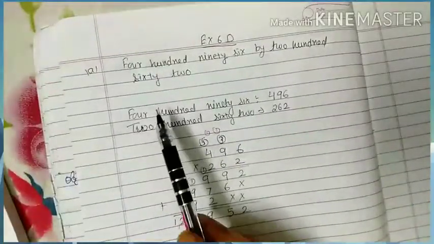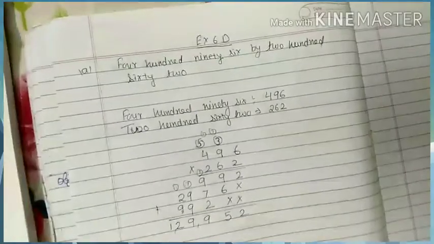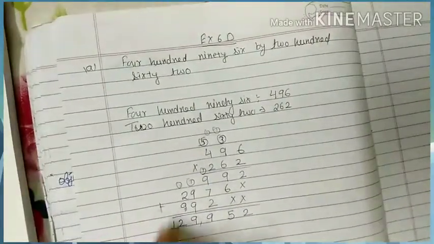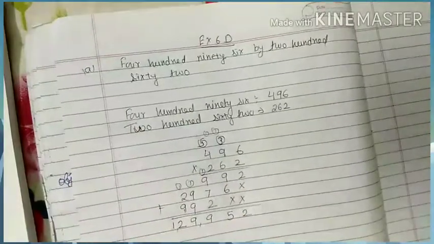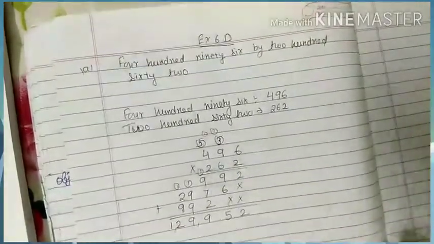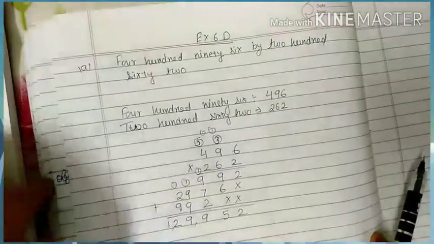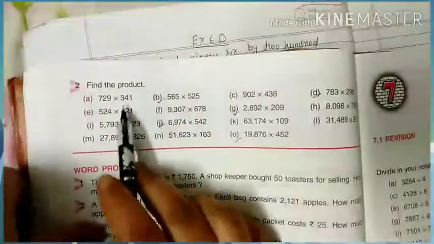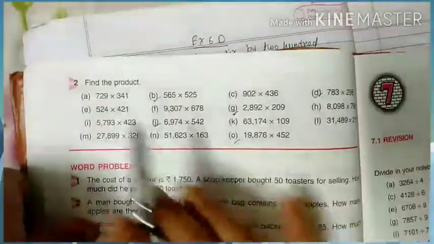Okay children. So in this way we learn that whenever we get this type of question, first we have to change the words into digits and then we have to multiply. Okay children, it's very easy. Now let's do another question of exercise 6D, that is, find the product. This is simple multiplication.